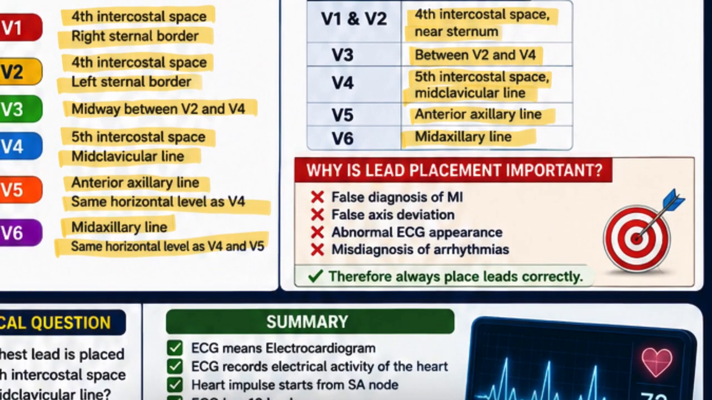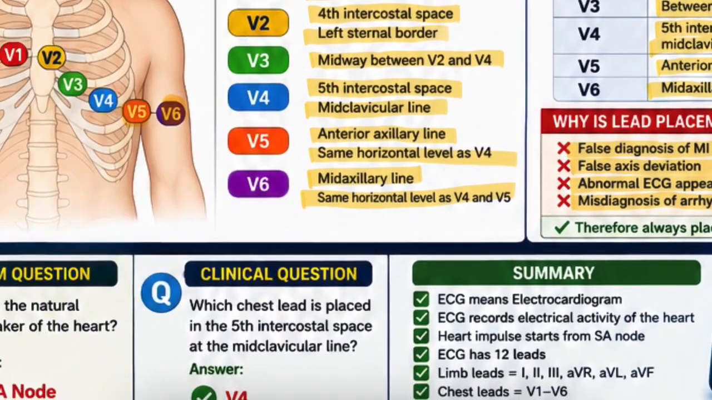Why is lead placement important? Because wrong lead placement can cause a false diagnosis of myocardial infarction and false axis deviation. We will discuss what that means, the axis deviation and everything, when we are going to lead 4 or lead 6, at that time we can discuss this. Next, we can see abnormal ECG appearance and misdiagnosis of arrhythmias. So therefore, always place leads correctly.